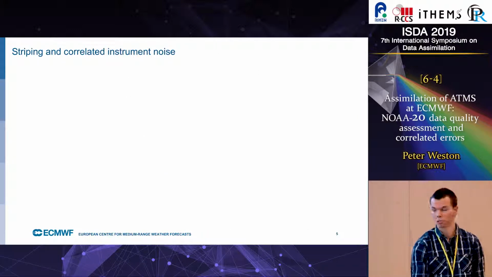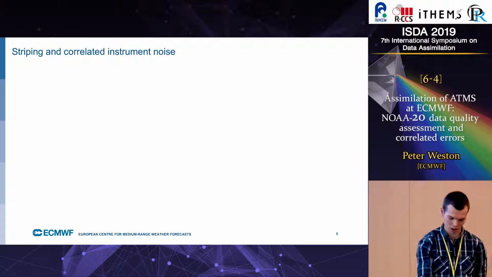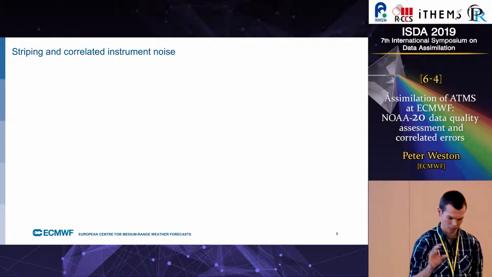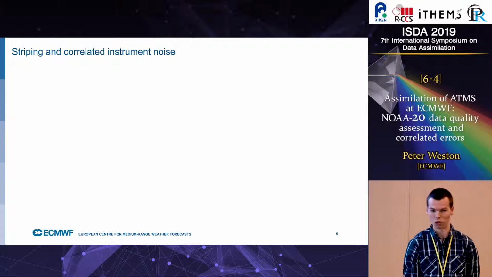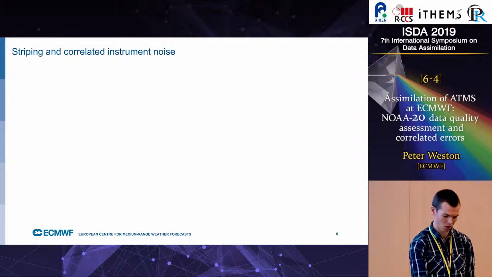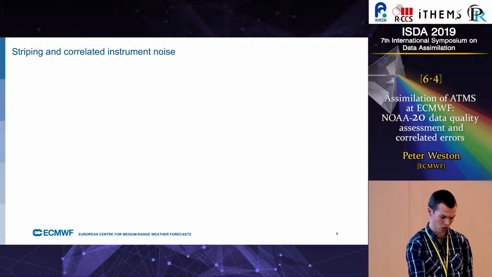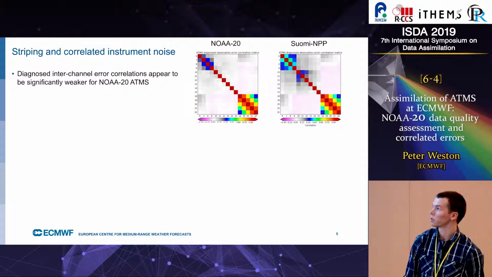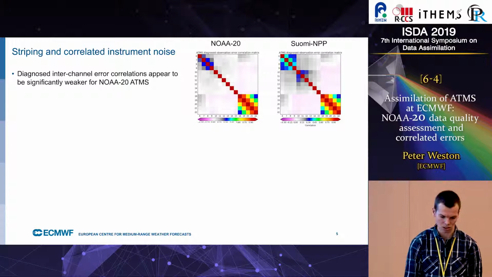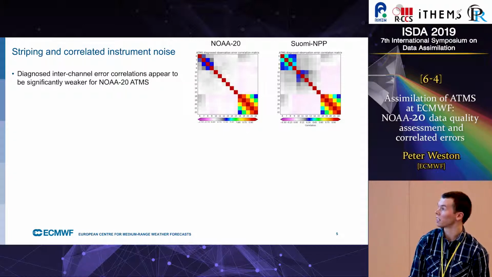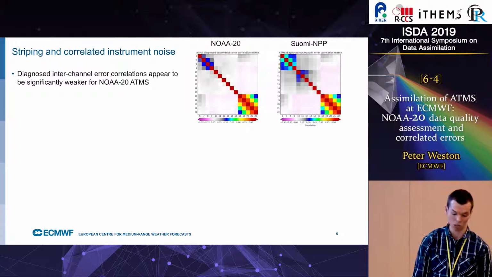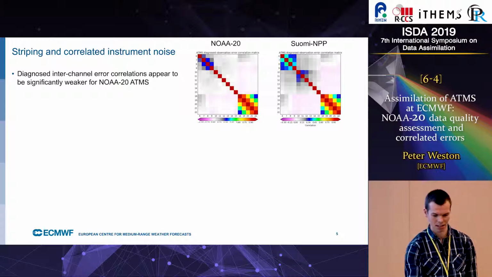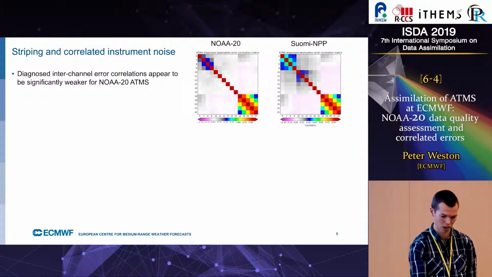One thing that we experienced with the first ATMS was striping in the maps of first guess departures and correlated instrument noise, and this is caused by a low noise amplifier on the instrument, which introduces a 1/f component to the instrument noise. So I looked at the diagnosed interchannel correlations for NOAA-20 on the left and Suomi-NPP on the right, and you can see that the correlations, particularly in the temperature sounding channels in the top left, are significantly weaker for NOAA-20. So this suggested that this issue is slightly less dominant for NOAA-20 than it is for Suomi-NPP.